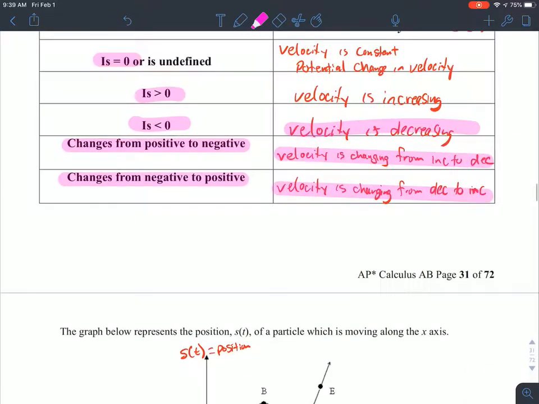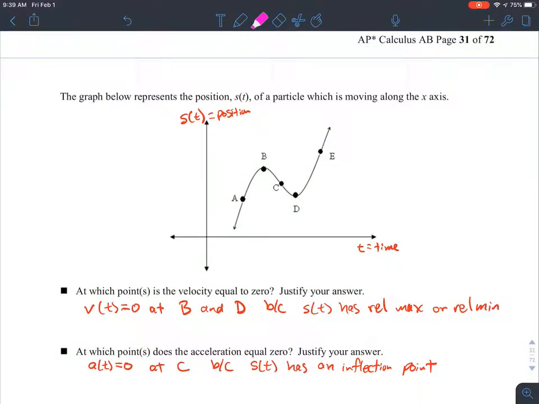Two more pages. Yay. The graph below represents the position, s of t, of a particle which is moving along the x-axis. Question 1. At what point is the velocity equal to 0?